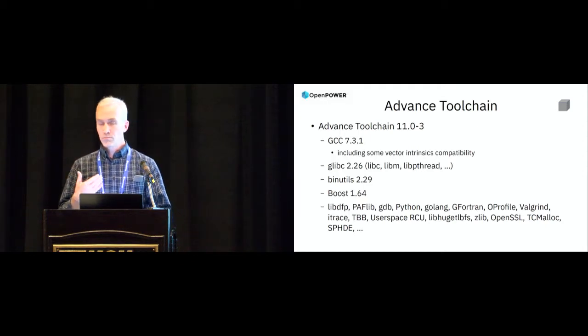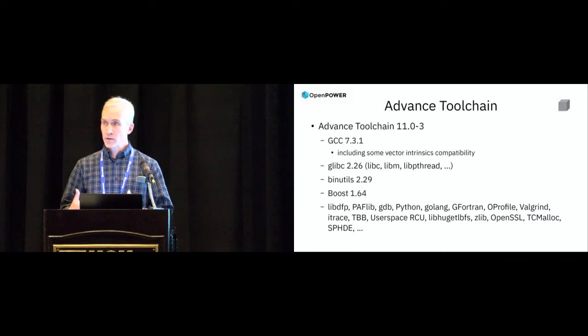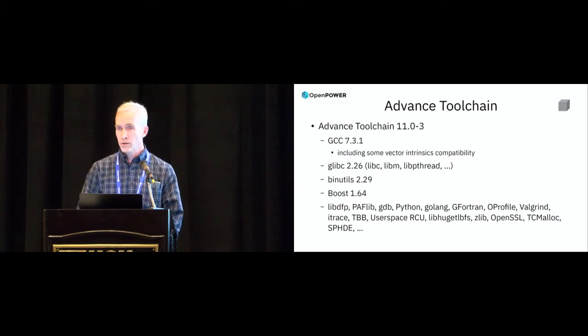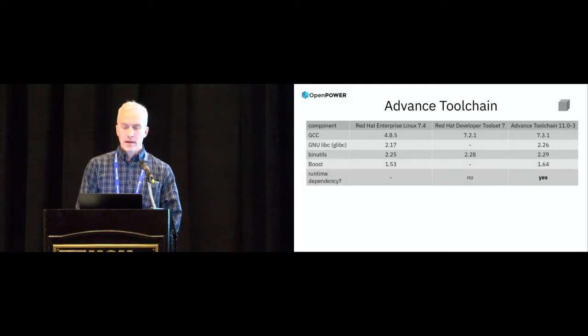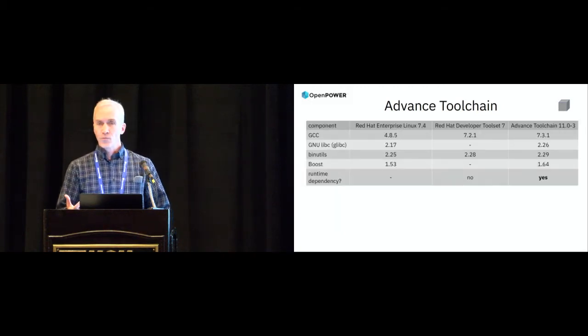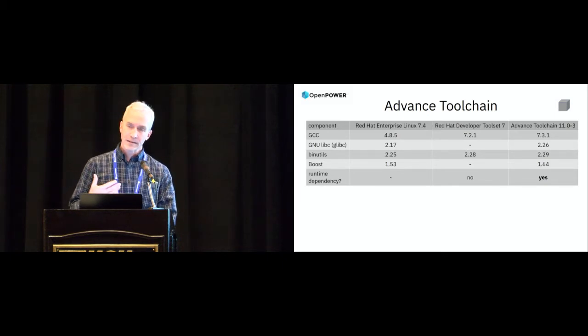glibc, binutils, boost, updated versions of that compared to the distributions, as well as a host of other tools, libraries, and compilers, as you can see at the bottom there. I wanted to give you an idea of what the real value of the advanced toolchain is compared to a distribution. This is not to pick on Red Hat.